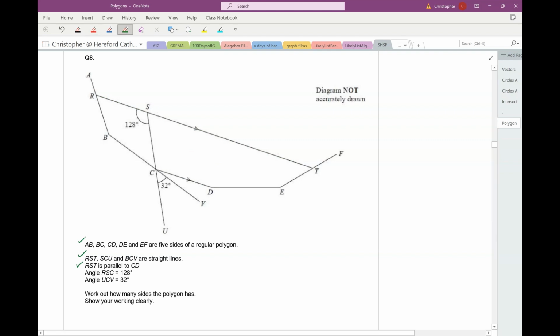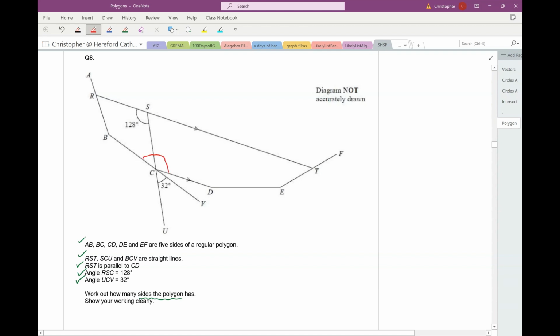Angle RSC is 128, that's marked on the diagram, and so is UCV being 32. Work out how many sides the polygon has. Well, to work out how many sides the polygon has, I really want to know its interior angle or its exterior angle. Now, here is the interior angle of the polygon.